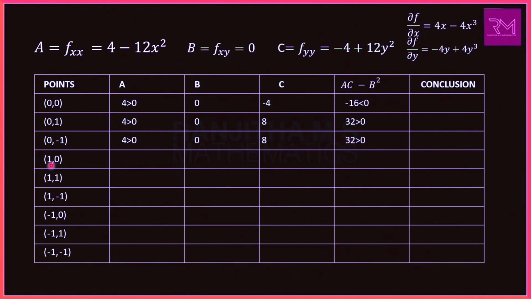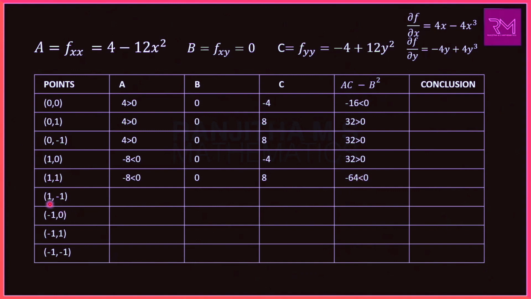Here we put x value is 1 and y value is 0. Since x is 1, 4 minus 12 is minus 8, hence we get a as minus 8, which is less than 0. Here b is 0 and for c, we put y value is 0, hence we get c is minus 4. Here ac minus b square is minus 8 into minus 4, that is plus 32, which is greater than 0. Similarly, we put x value is 1 and y value is 1, hence a is 4 minus 12, that is minus 8, less than 0. Here b is 0, and for c we put y value is 1, hence we get minus 4 plus 12 is plus 8. Here ac minus b square is minus 8 into plus 8 is minus 64, which is less than 0.